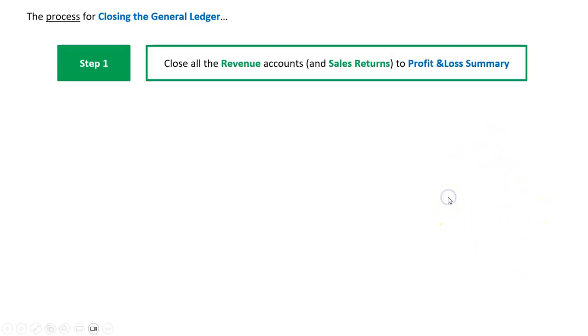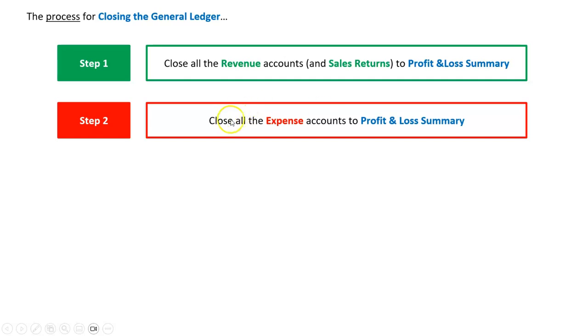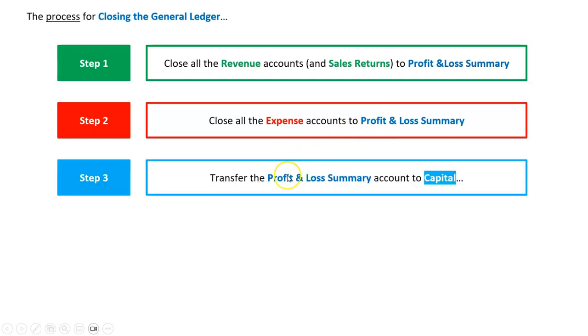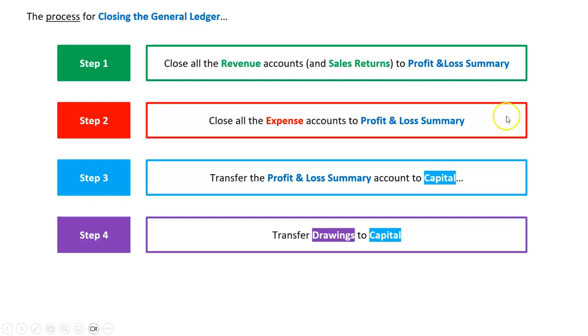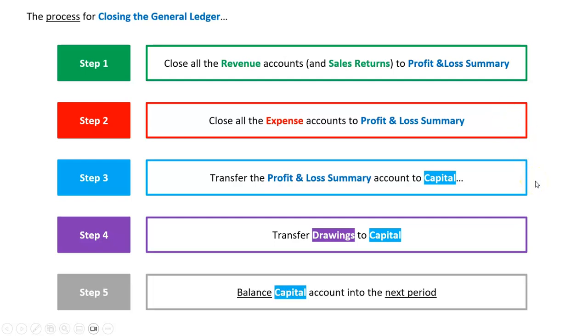So now we've done a net profit and a net loss, but the point was the steps are actually identical. So that's what you've got to remember and take good notes on. Step 1, close all revenue accounts and sales returns to profit and loss summary. Step 2, do the opposite now. Close all the expenses to profit and loss summary. Step 3, transfer any profit and loss to capital. Step 4, transfer drawings to capital. And lastly, step 5, make sure you balance the capital account into the next period.